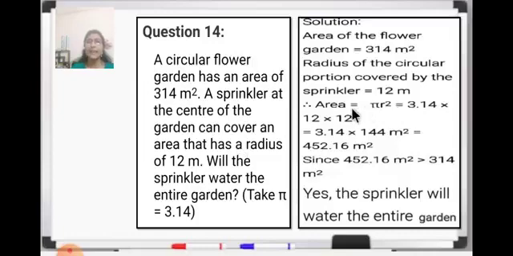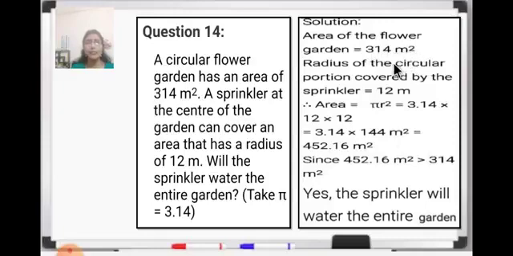So we'll find out the area of that sprinkler. So its area will be, again we'll use the same formula, pi r square. So in place of pi we'll write 3.14 into, and we know the radius, it is 12 into 12. 12 into 12 you will get 144 multiplied by 3.14. So when you multiply you will get 452.16 meters square.